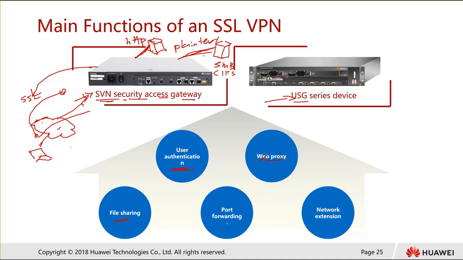Port forwarding. Okay, it's just like any other port forwarding functionality through a secure channel, and then forwarding the port to some machine, right? An example is remote desktop. Network extension. Network extension is basically just like any other ordinary VPN. So the client can actually obtain a private IP address of the company, and then with this network extension, you can access your company's network as if this is just another VPN protocol. Okay.